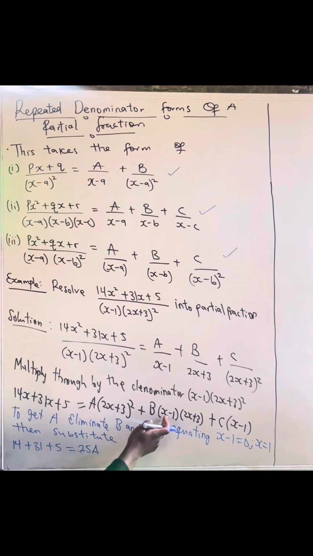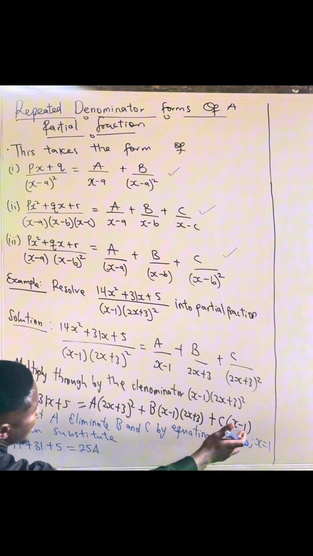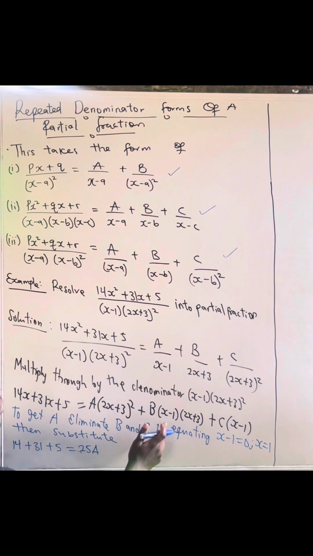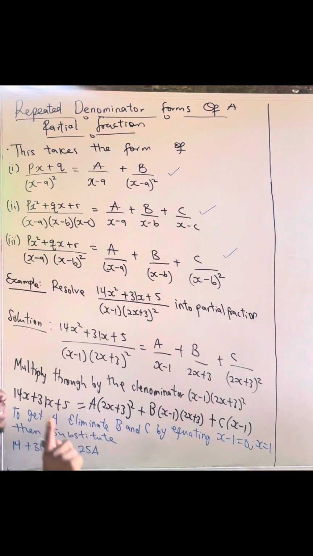If I substitute 1 here, this will be 1 minus 1, which is 0. 0 multiplied by everything here for B will be 0. This one also, 1 minus 1 is 0, so C times 0 is 0. So this simply means that if I substitute 1 here, everything here is going to turn to what? 0. Because anything multiplied by 0 will be equal to what? 0. So I'm going to be left with this.